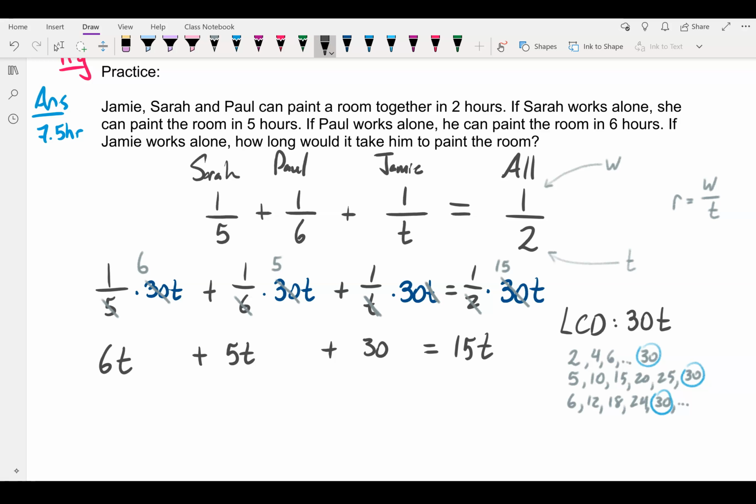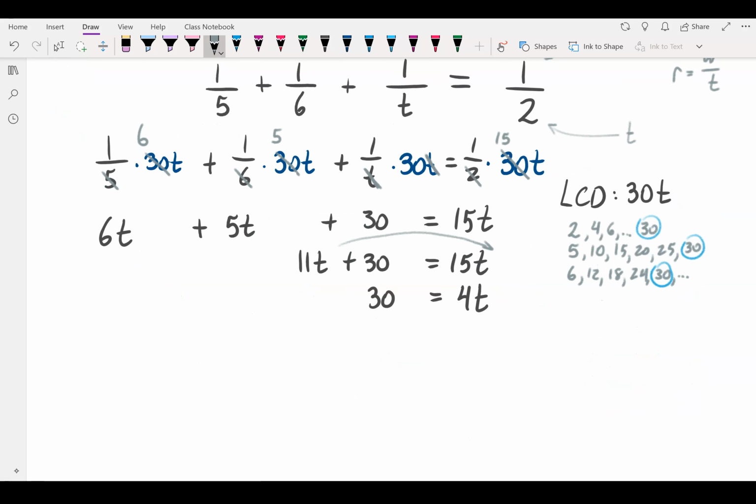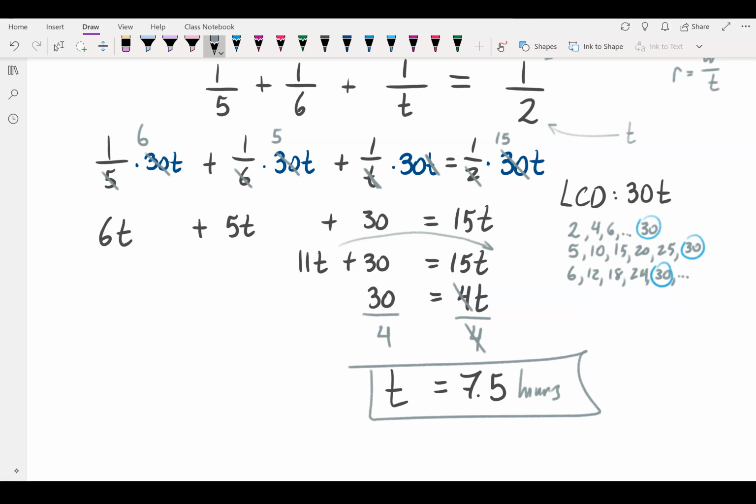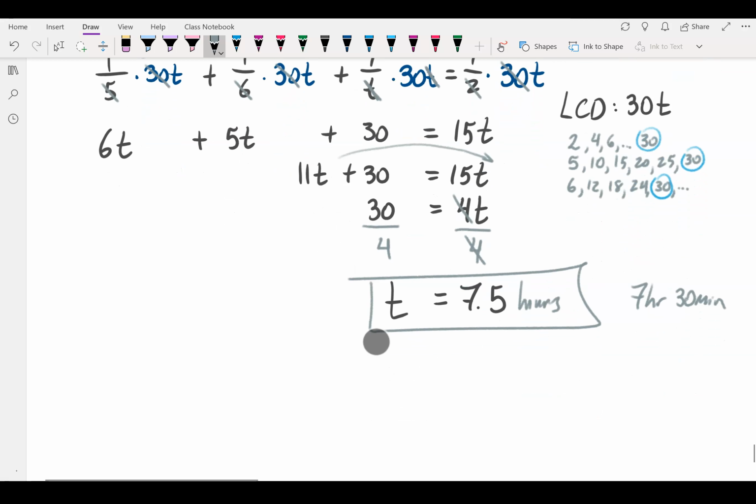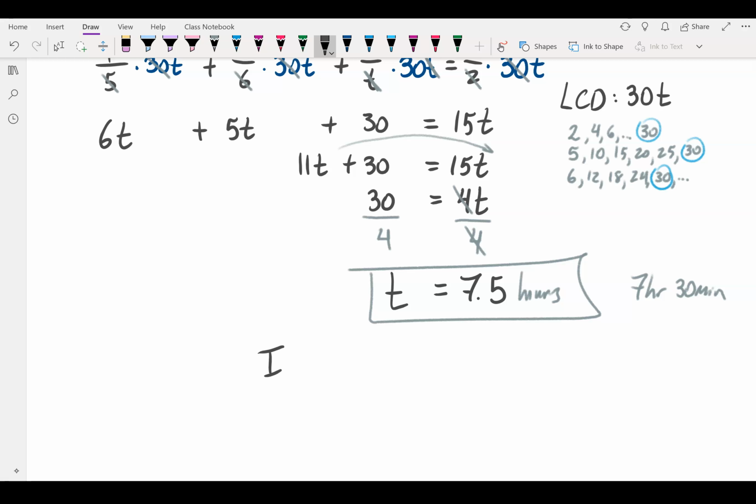Group like terms on the left and right. On the left side, I have 11t plus 30. On the right side, I have 15t. I'm going to save myself some effort and bring the t's to the right side. That'll keep me from having any negatives. You can keep it on the left if you want. It's no big deal. This is a 4t. I want to get to that t, so divide both sides by 4. That'll leave me with t only. And then the moment of truth, 30 divided by 4. What is it? It is 7.5. That's hours. So 7.5 hours, also known as 7 hours and 30 minutes, if you wanted to think of it that way. And that is how long it would take Jamie to paint the room.